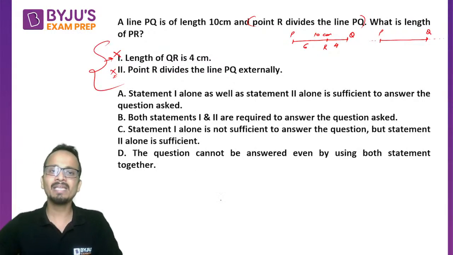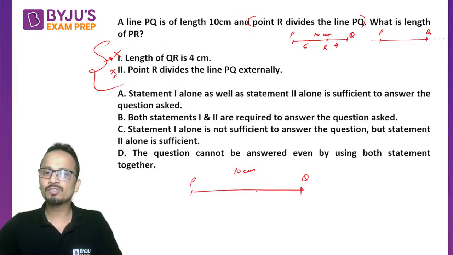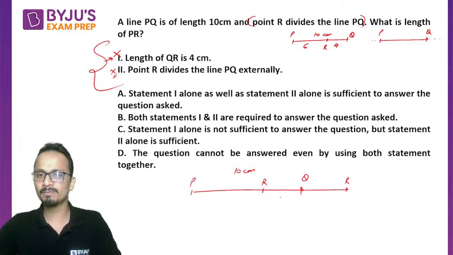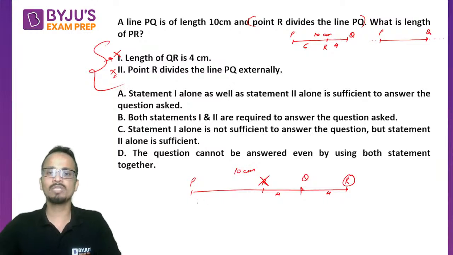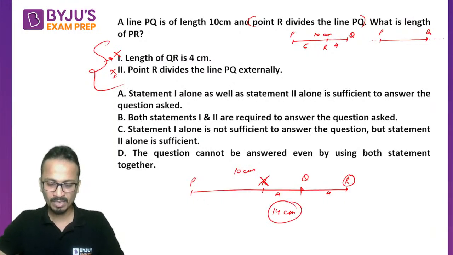Now once I combine these 2 statements, given was PQ of length 10 centimeters and length of QR is 4, so R can be here or R can be here, 4 and 4. But R divides line PQ externally, so this R will be rejected and this R will be selected. So now we can find the length of PR, which is 14 centimeters. Okay. Am I clear?